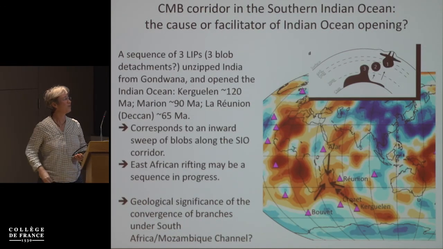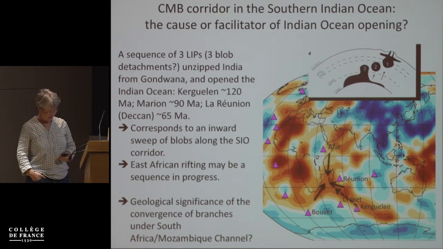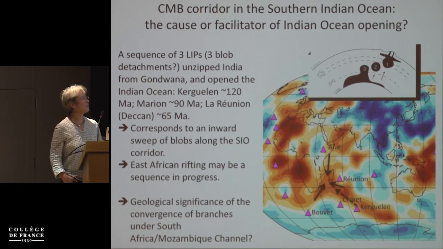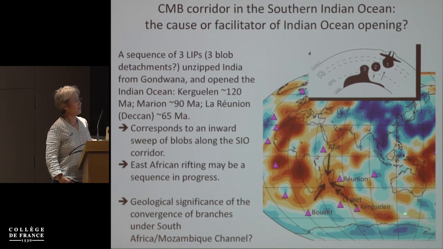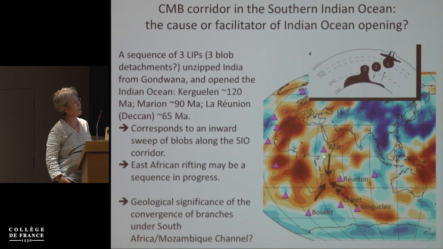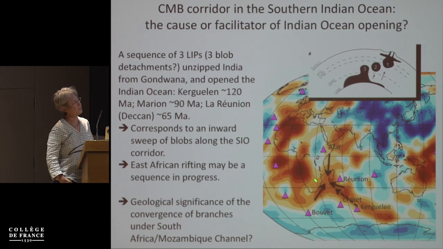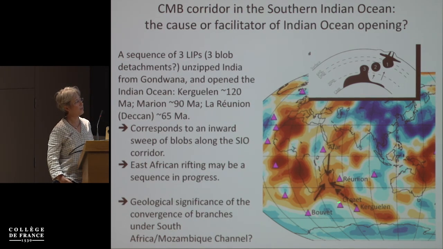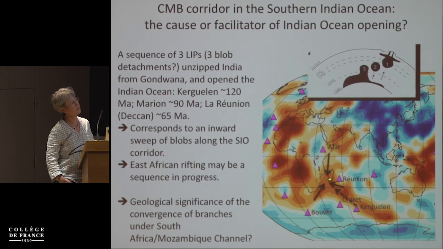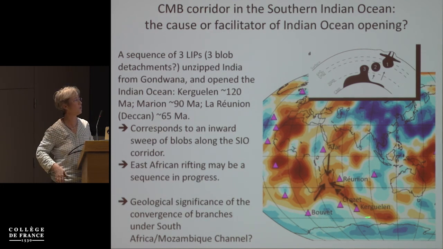It's the question, what are the geologic manifestations or consequences of this? So one thing is, this is a very pronounced, this is the most beautiful corridor. This is the most recent one. In either case, here we had an inward sweep of Kerguelen, 120 million years, and LIP Crozet, Marion is around here, 90 million years, and Reunion 65. So that was a temporal sequence along this corridor as proposed in this model.